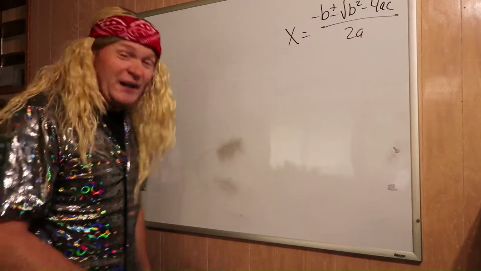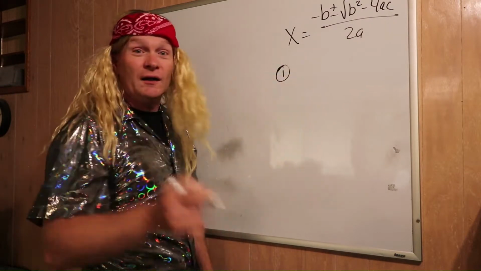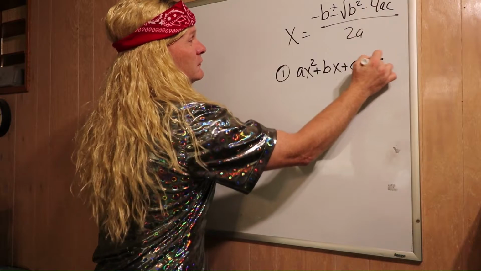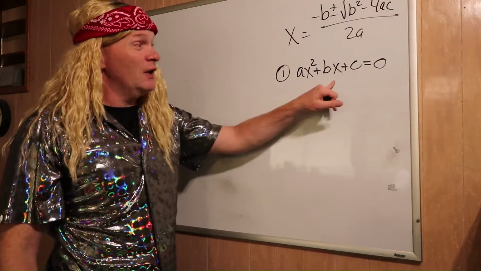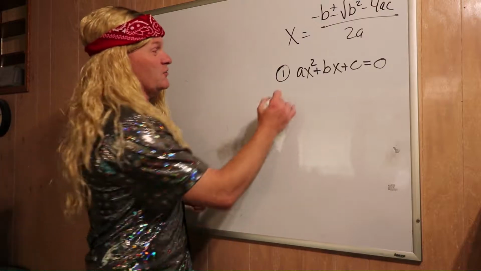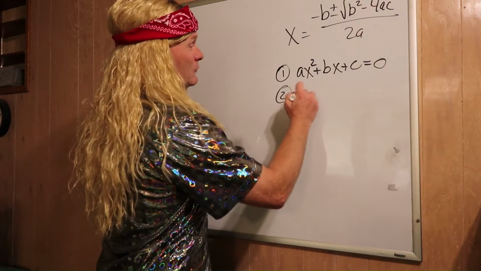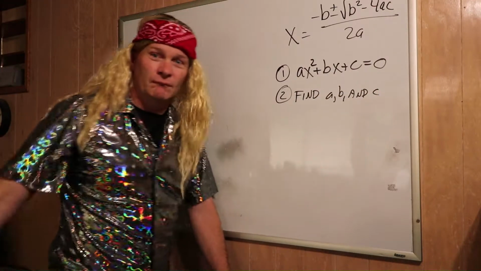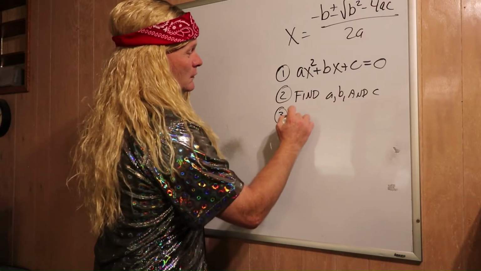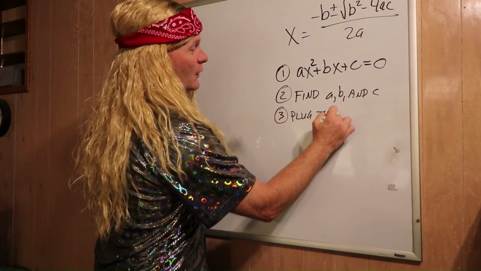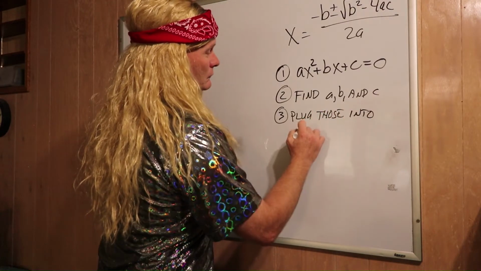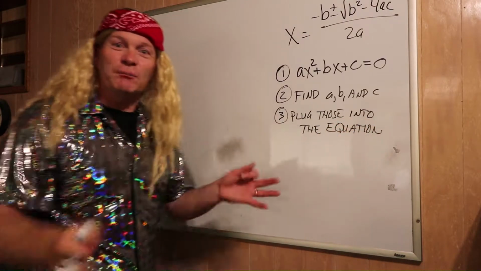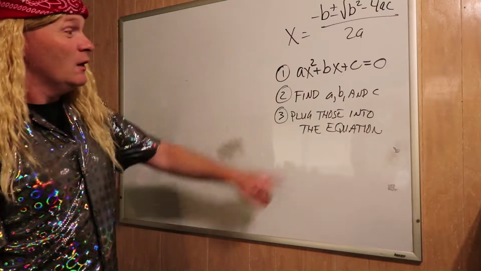If you're going to use the quadratic formula, there's a couple steps here. Number one, put it in standard form. Standard form looks like this. Remember, you got x squared first, x next, the constant, equals 0. That's standard form. Step two, find a, b, and c. Step three, plug those into the quadratic equation. And then you simplify everything and you'll get your two answers, okay? That's all there is to it.